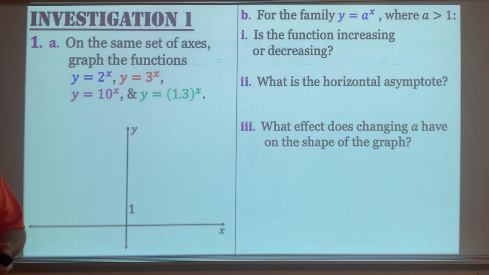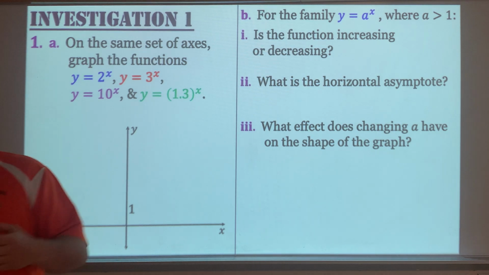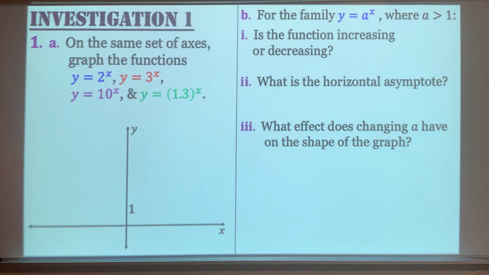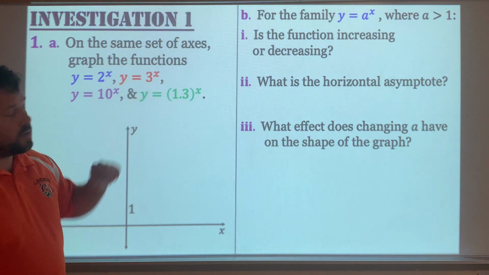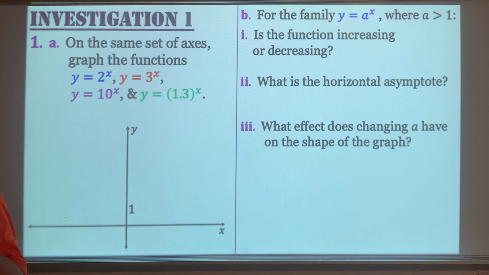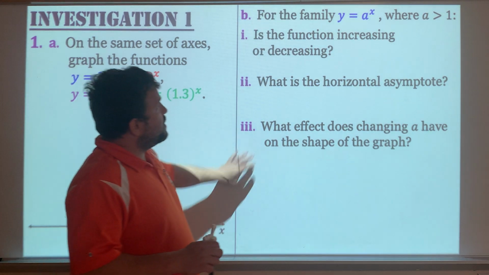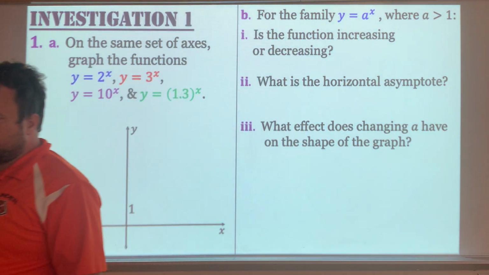Now here's what we're going to do. We're going to do this in a couple sets. The first thing is, on the same set of axes, we're going to graph the functions y equals 2^x, y equals 3^x, y equals 10^x, and y equals 1.3^x. You're going to do that so you can figure out what the relationships between these are, and then we're going to be able to answer these questions from them.